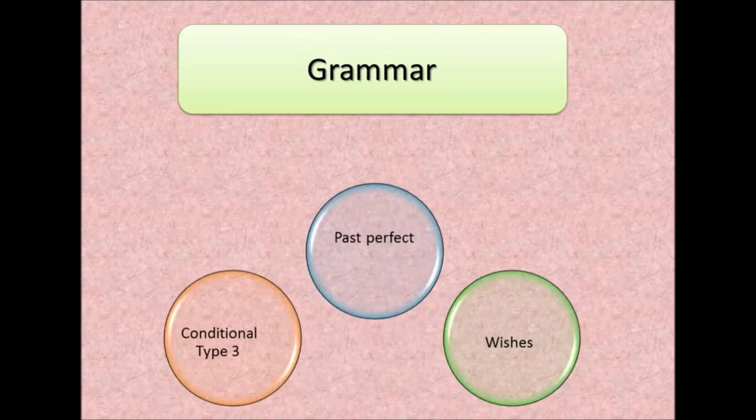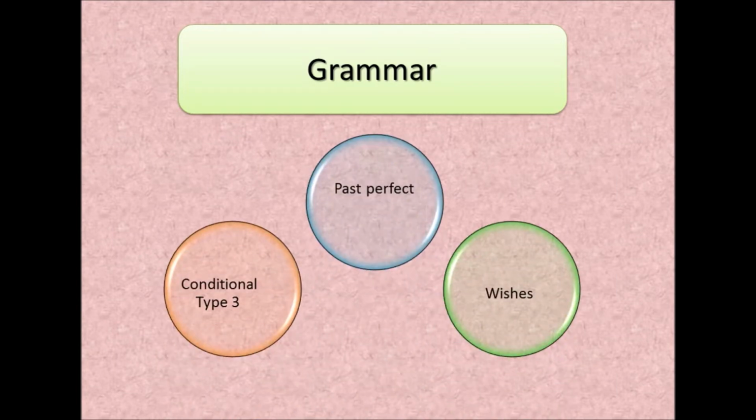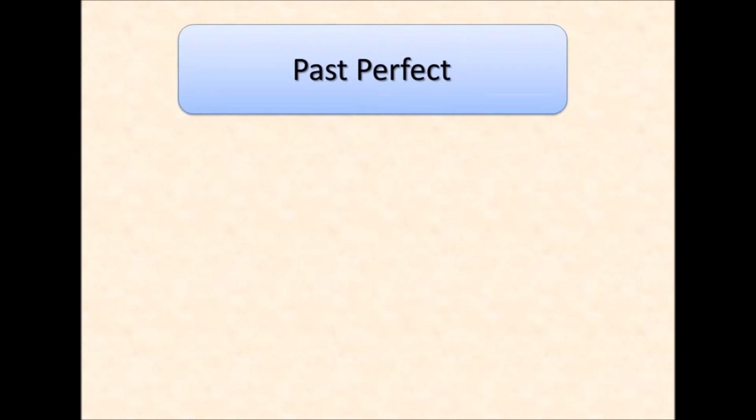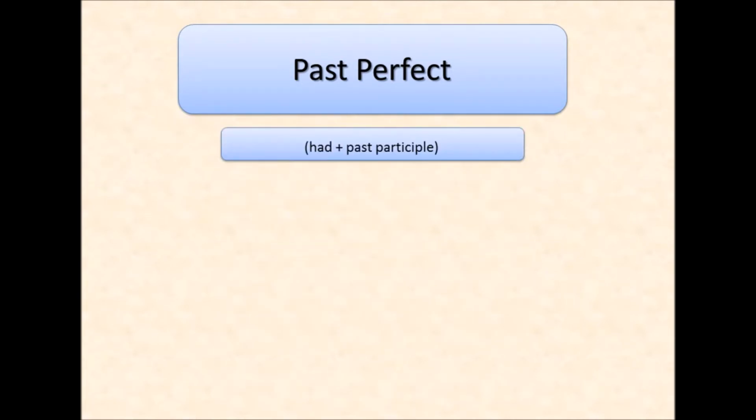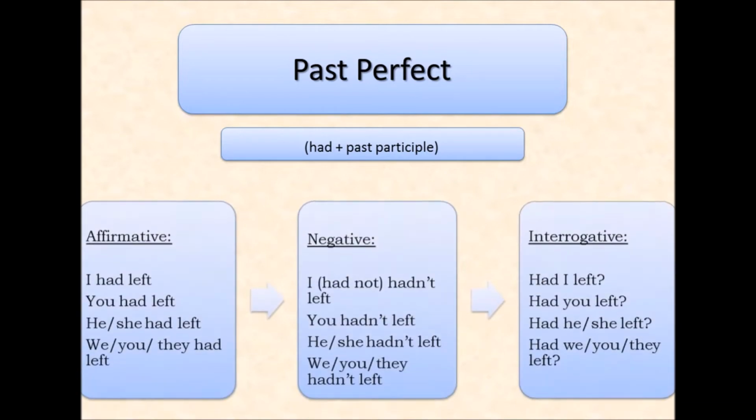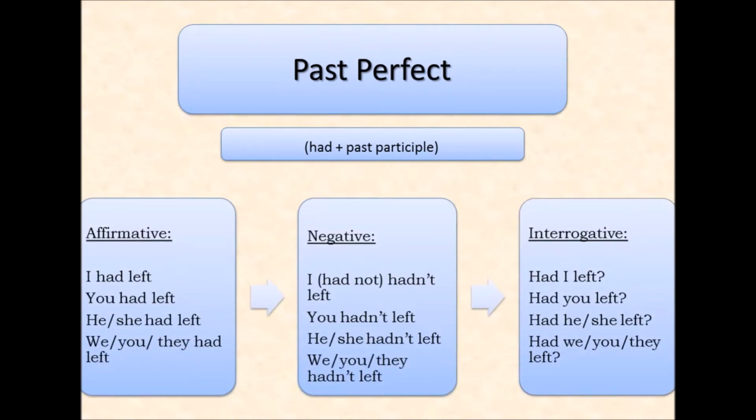We have 3 parts of grammar for this unit: past perfect, conditional type 3, and wishes. Let me start with past perfect first. Past perfect is formed with the auxiliary verb had plus past participle. I had left in affirmative. I hadn't left in negative. Had I left in interrogative.